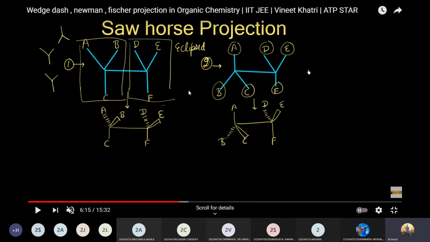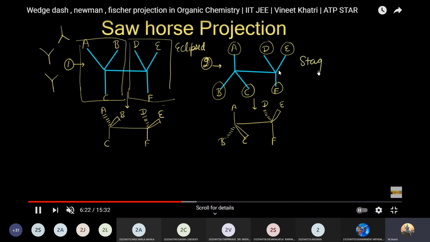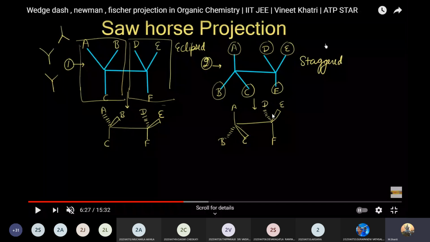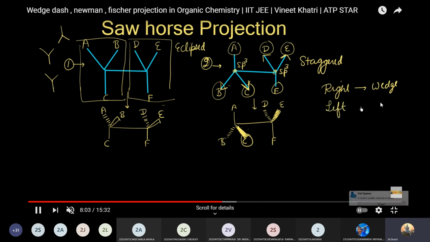So this is the Sawhorse projection that we are talking about. Now here you have the Y shape. Here this is the eclipsed one and the other one is staggered. So there are two structures here on the screen. The second one is the staggered structure. In the staggered structure you have the E substituent, which is inclined in the right direction. Anything which is inclined in the right direction would be shown as a wedge. And any substituent which is inclined towards the left direction will be shown as the dash projection. So right side wedge and left side dash projection.